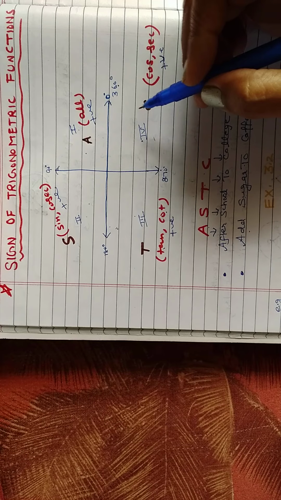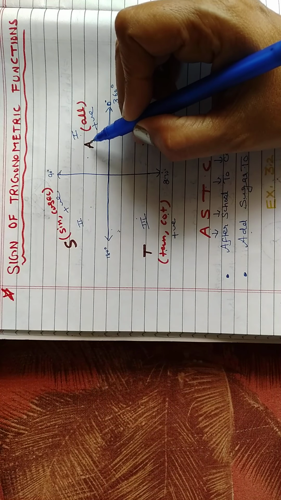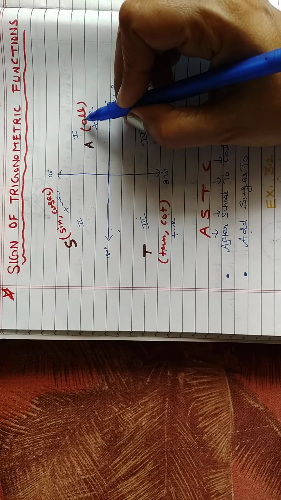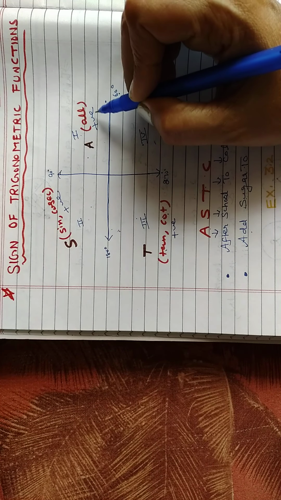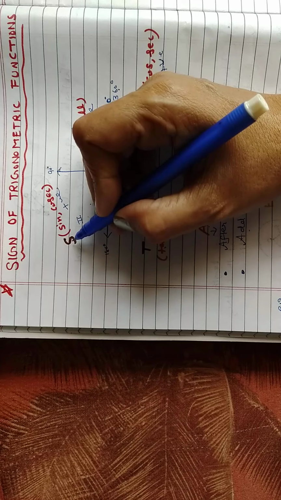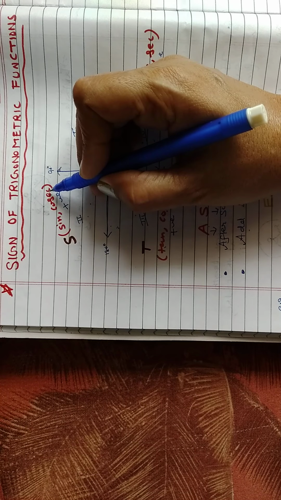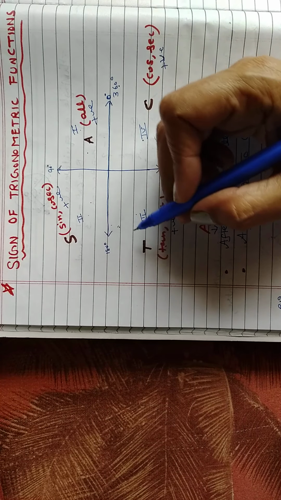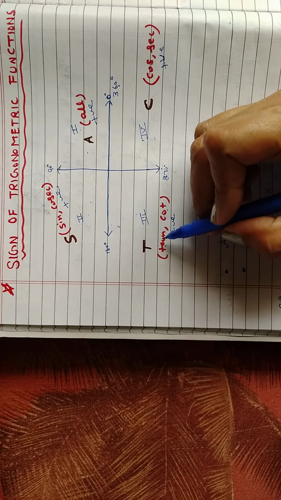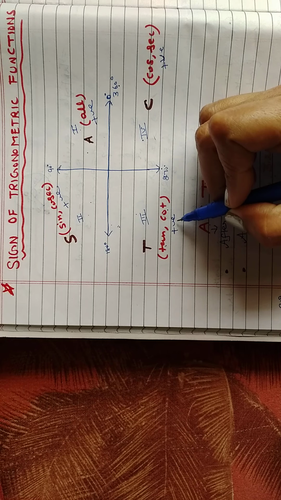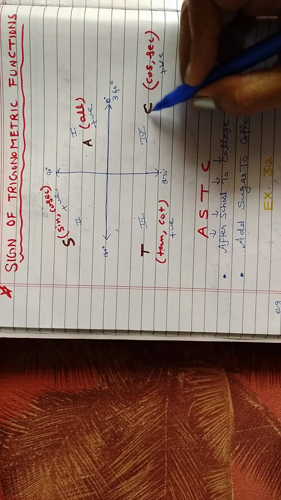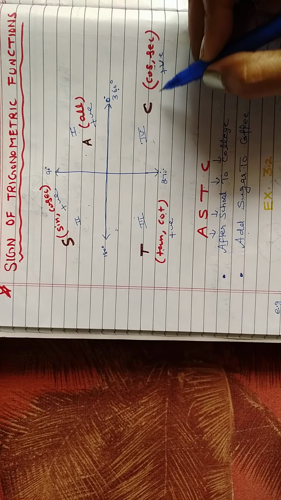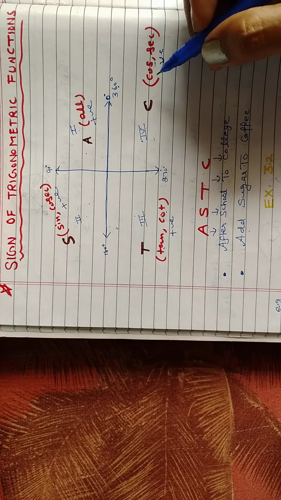ASTC. Right? Now what is the meaning of this A? It means all trigonometric functions. So in the first quadrant all trigonometric functions are positive. In the second, S means sine and its reverse cosecant, they are positive, the rest are negative. In the third, T stands for tan and cot, they are positive, the rest are negative. In the fourth, C means cos and its reverse secant, they are positive, the rest four are negative.